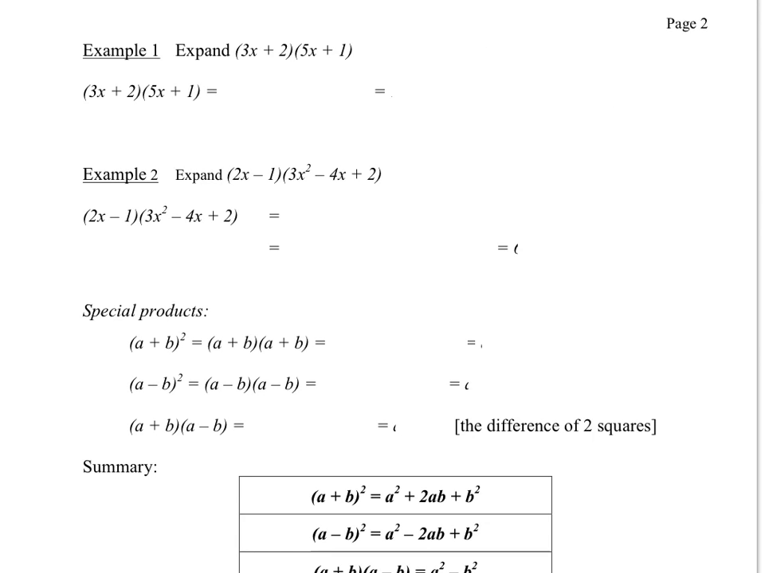Now try these 2 examples for yourselves. See if you can multiply these together. Pause the video and then play the video again to see the answers. Okay, in this first one we do the 3x times the 5x to get 15x squared, the 3x times the 1 to get 3x, the 2 times the 5x to get 10x, and the 2 times the 1 to get 2.